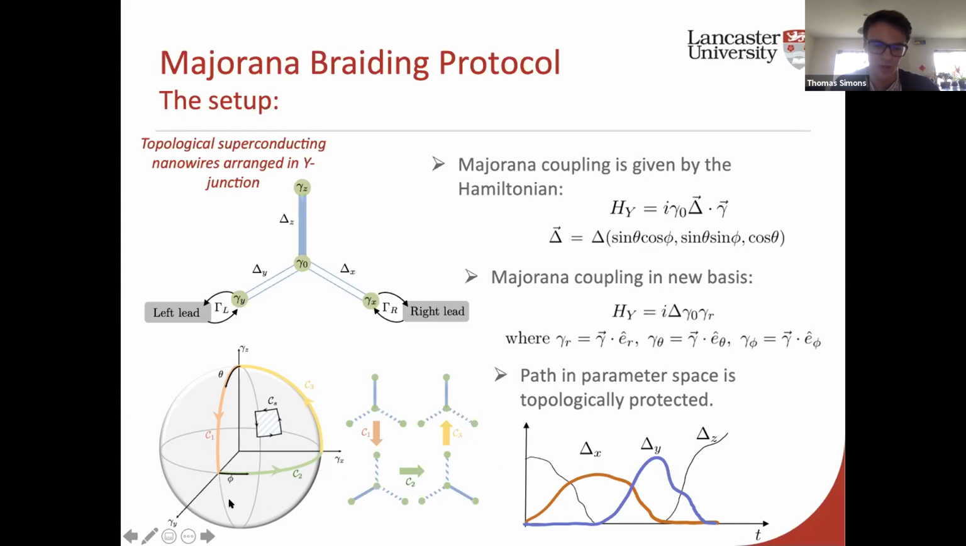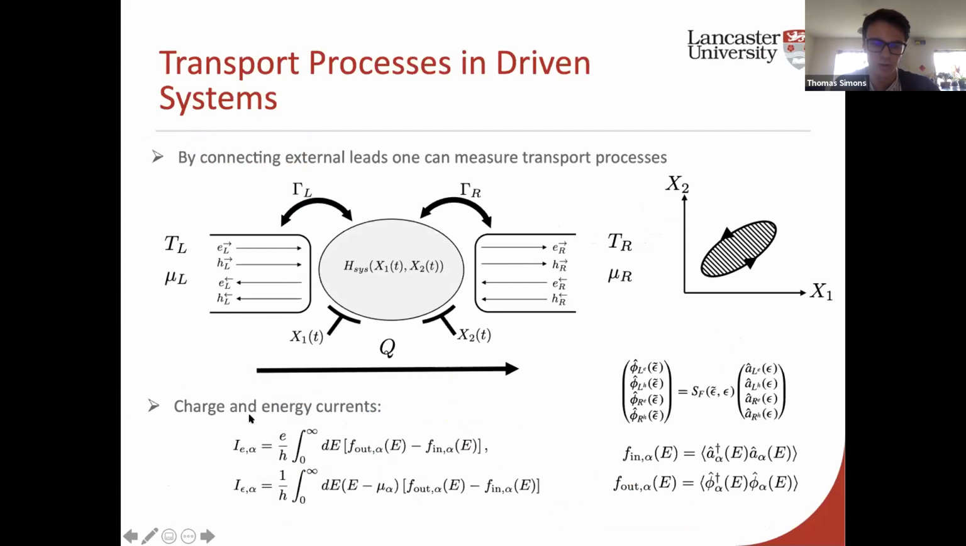So we can ask if this protection is reflected in the transport quantities that are induced by performing this braiding. So in order to calculate these transport processes, we can use a scattering matrix approach. So if we have some general system coupled to 2 external leads, and we drive this system using 2 parameters x1 and x2 in some periodic cycle, we can write down the relationship between the ingoing operators A and outgoing operators phi in each of the leads using a scattering matrix S, and this depends on 2 different energies since we are driving the system.